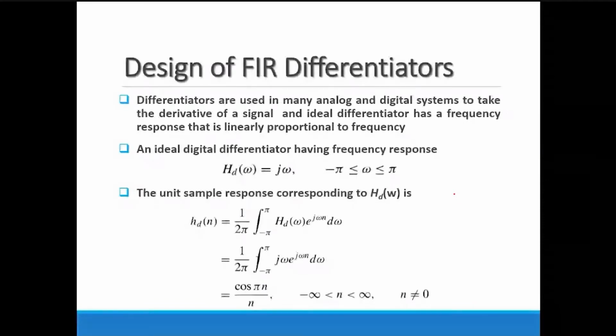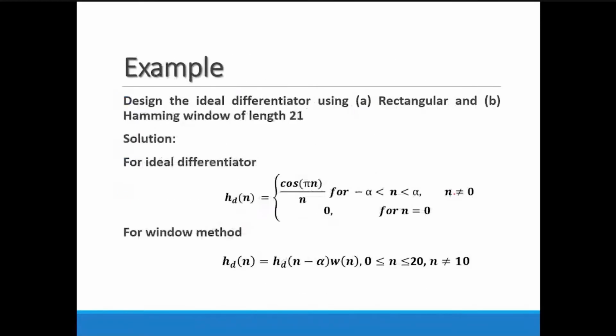Now we apply the value of Hd(omega) here, and when we simplify, we get the answer cos(pi n) divided by n, where n ranges from minus infinity to infinity, but n is not equal to 0. So if any differentiator frequency response is given, this is how we get the unit sample response for that particular differentiator. Let us write one example related to this.